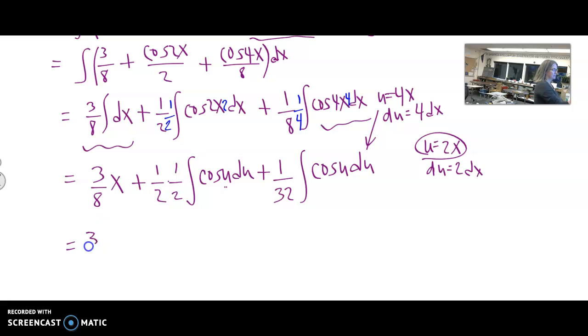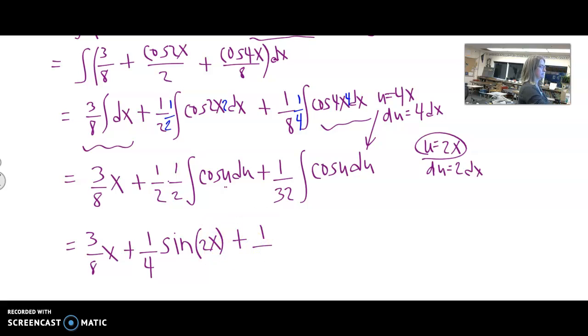All right, so 3/8 x plus 1/4, and integrating cosine of u is sine of u, and my u is 2x, plus 1 over 32, cosine becomes sine of u, and that's this u in this case, so sine of 4x, and then plus c. All right, that is example 3. Integrating cosine to the 4th power, repeated use of the half-angle identities.